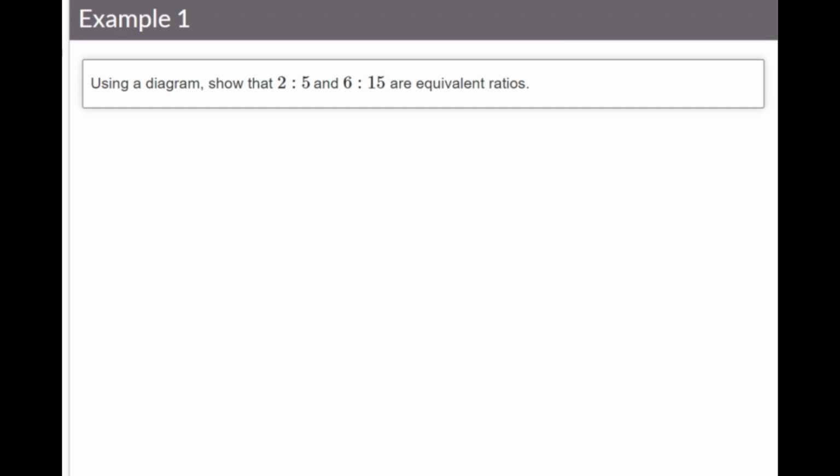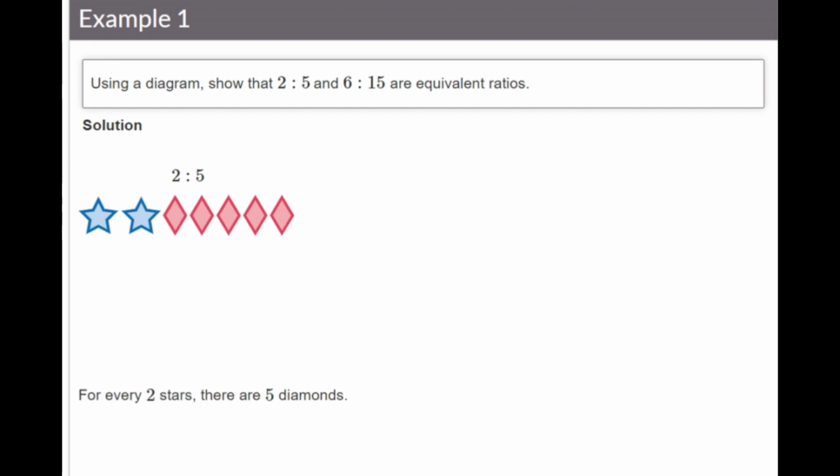Example: using a diagram, show that 2-5 and 6-15 are equivalent ratios. First, let's represent the ratio 2-5 using a diagram. In my diagram, I've represented this ratio by drawing 2 stars and 5 diamonds. It's possible that your diagram might look different. Remember, though, that the ratio 2-5 means that for every 2 stars, there are 5 diamonds.